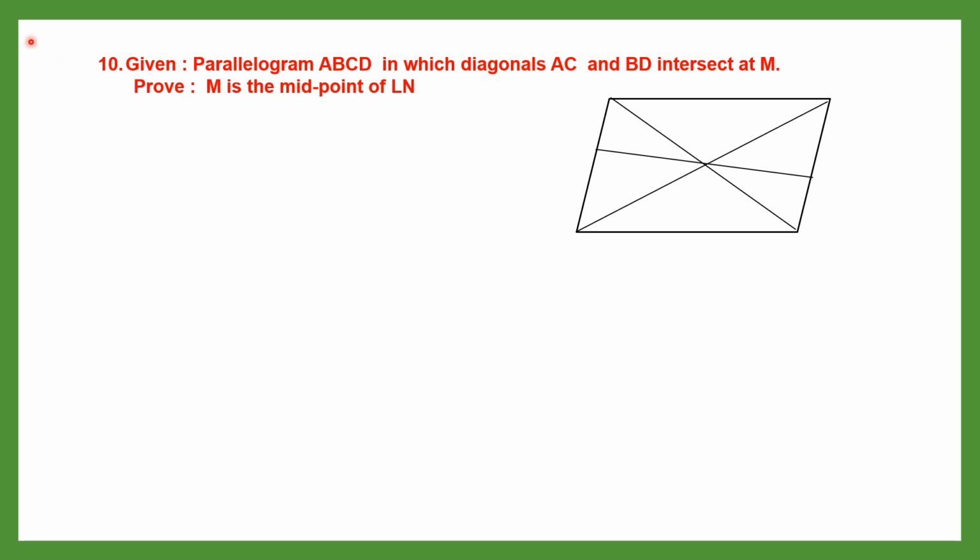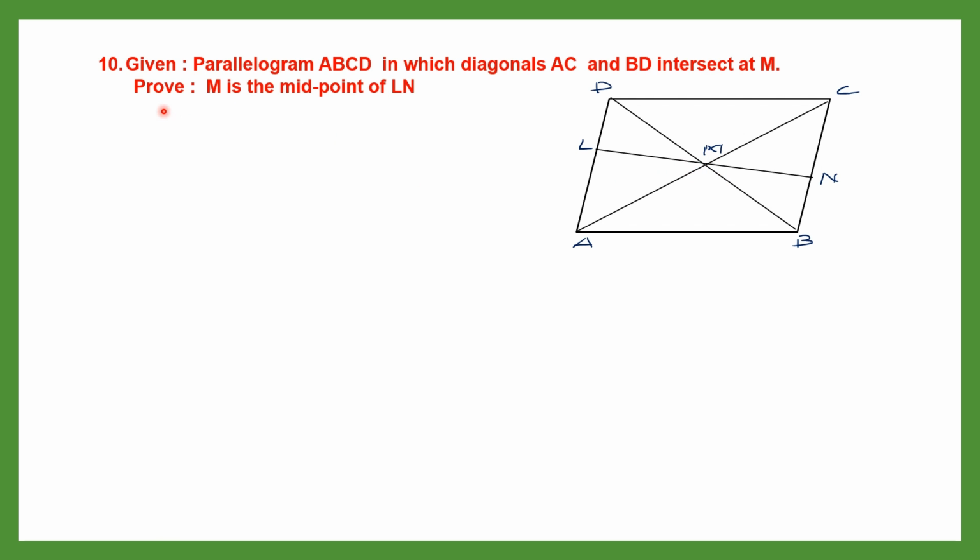Question 10. Parallelogram ABCD in which diagonals AC and BD intersect at M. This is given to us. So this is the parallelogram ABCD. We have diagonals AC and BD and they intersect at the point M.